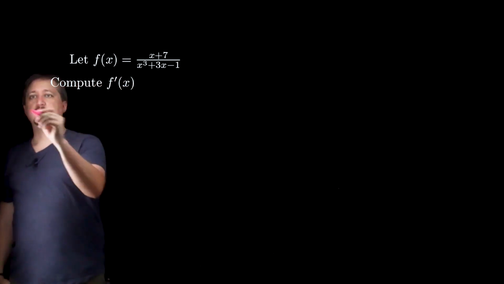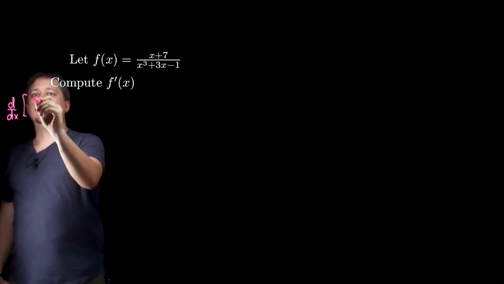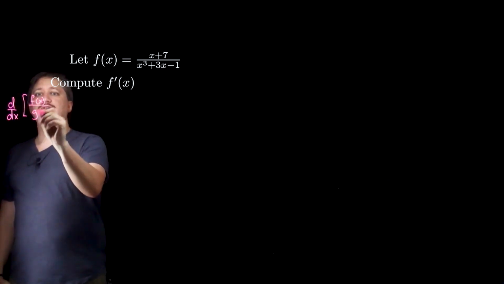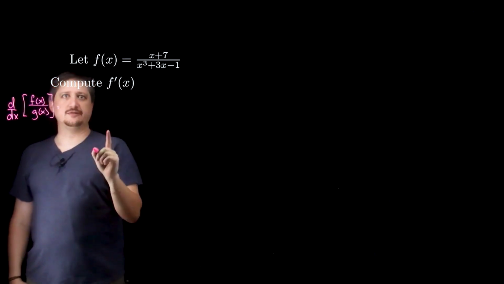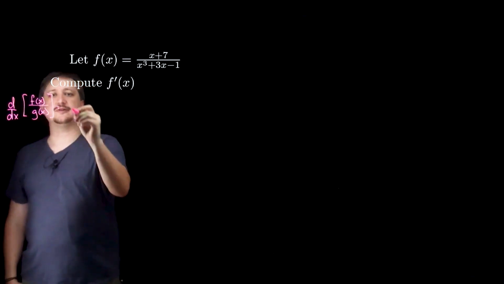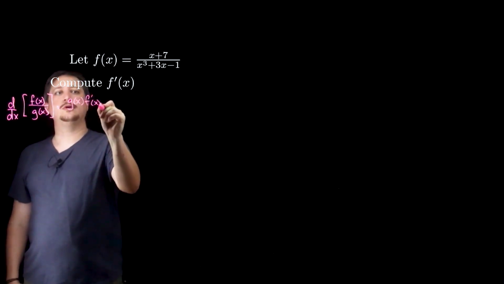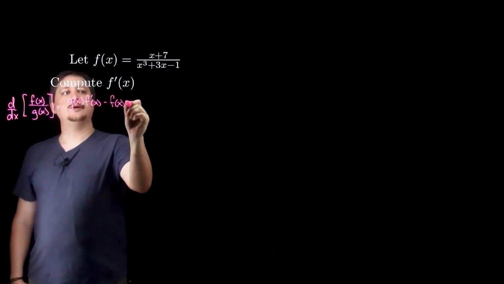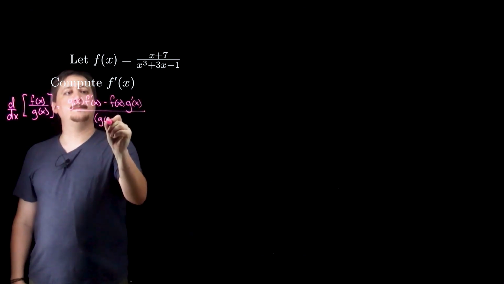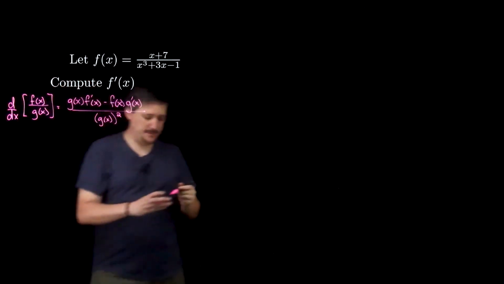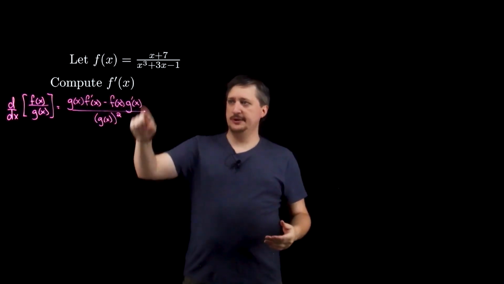So if you want to take the derivative of some f of x over g of x, well, that's going to be, right, now I have to be careful about the ordering because I'm going to have some non-commutative stuff going on. So that's going to be the bottom times the derivative of the top minus the top times the derivative of the bottom all over the bottom squared.